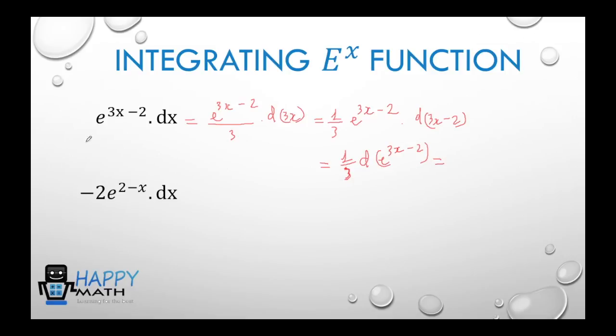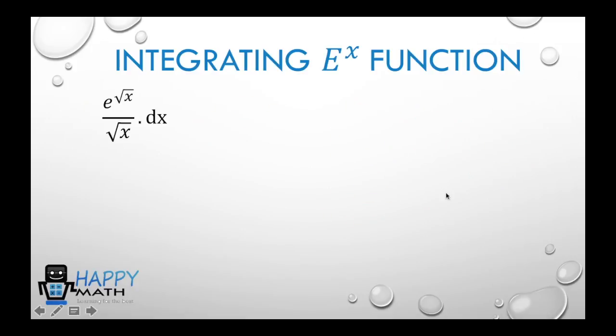And in your test, you will see this symbol. And from this one, you will get d of e power 3x minus 2 divided by 3. So this one is canceled, so it becomes invisible. Plus C. Okay. Go on.